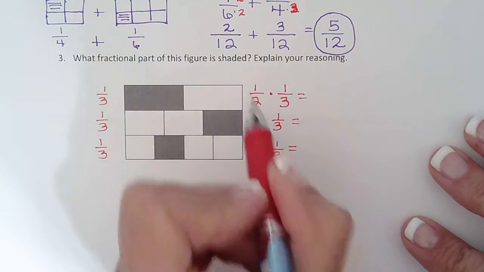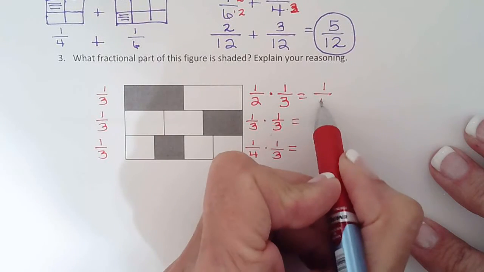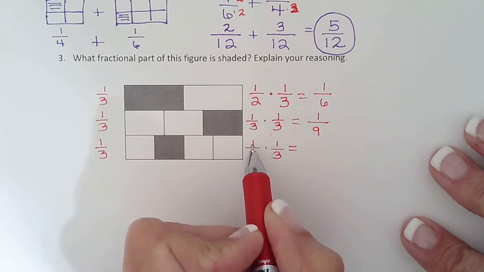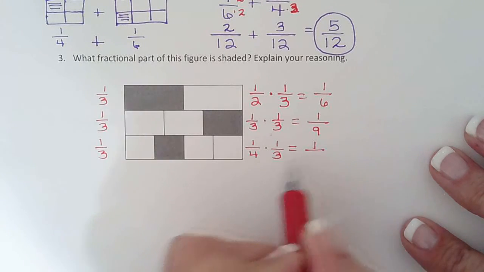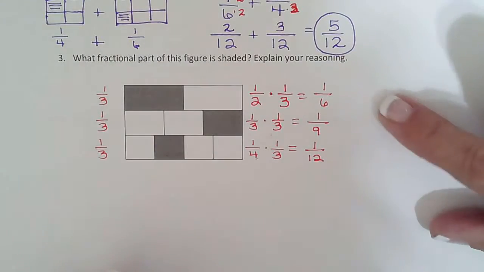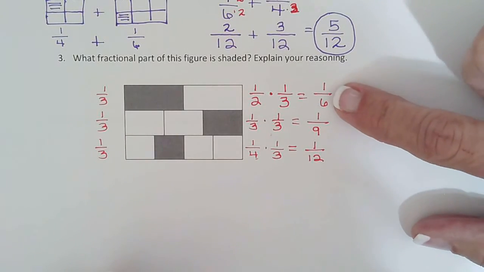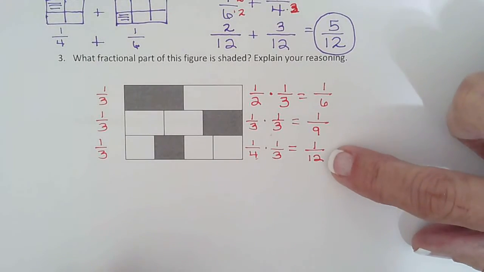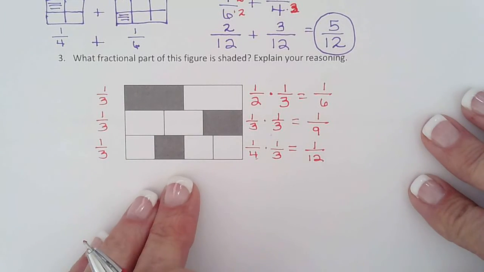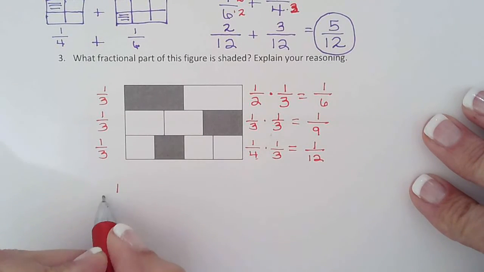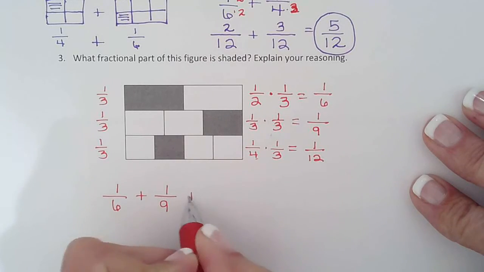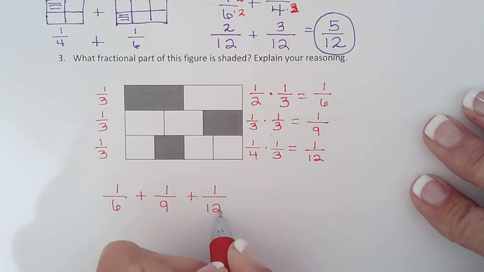So let's multiply. 1 times 1 is 1, 2 times 3 is 6, 1 times 1 is 1, 3 times 3 is 9, 1 times 1 is 1, 4 times 3 is 12. So hopefully we're all in agreement that 1/6 plus 1/9 plus 1/12 will give me the total amount shaded in that unit. So 1/6 plus 1/9 plus 1/12.